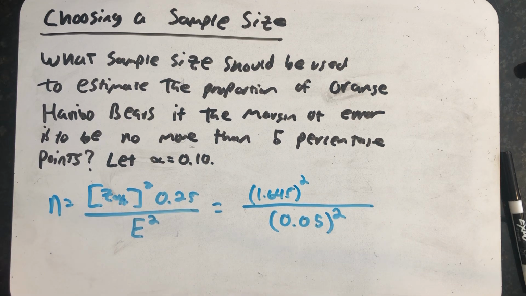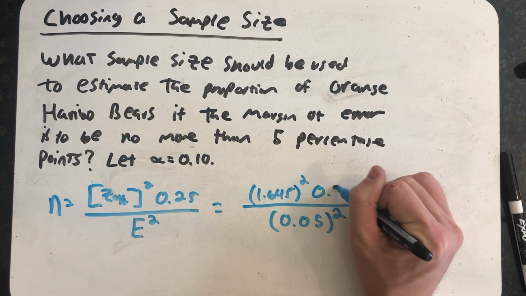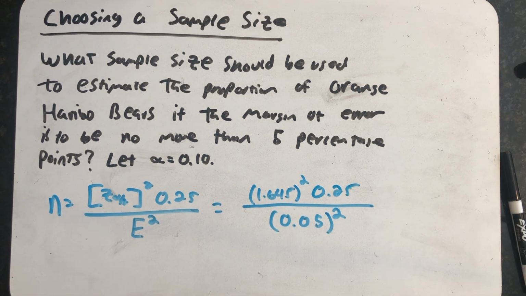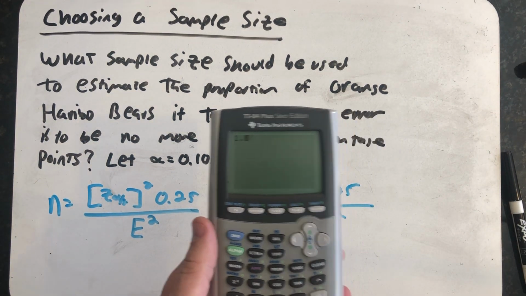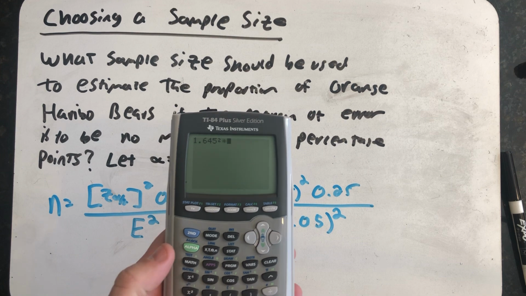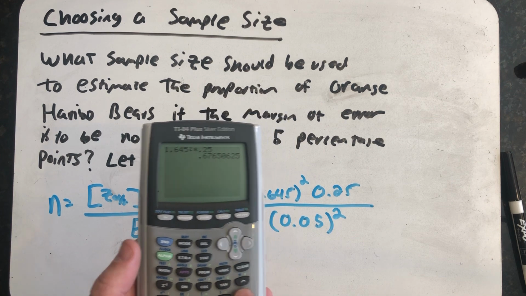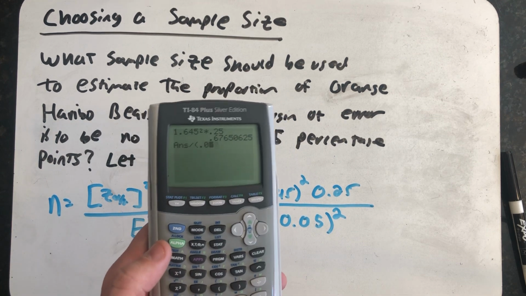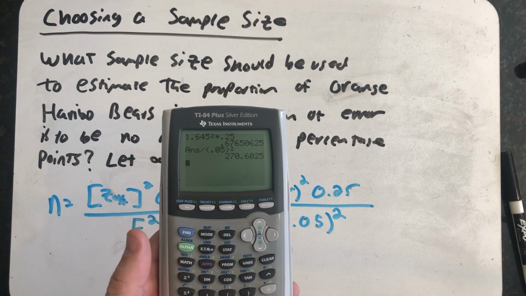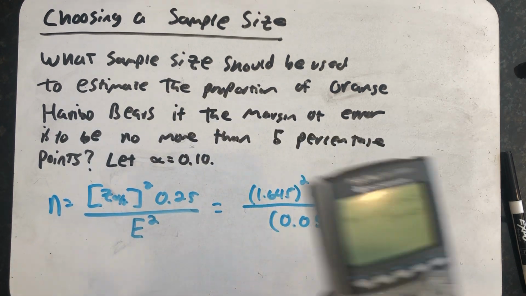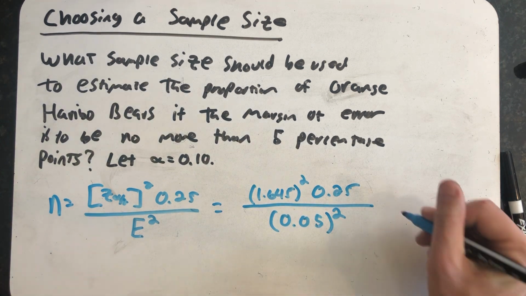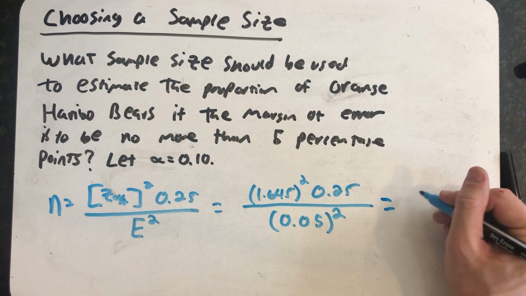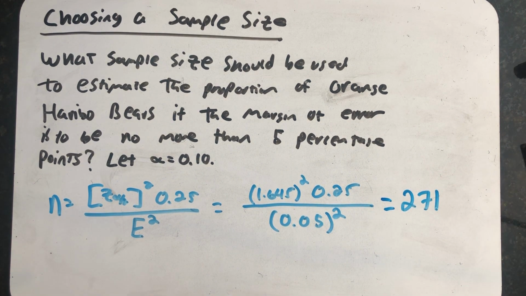Remembering that alpha is 1 minus the confidence level, and then times 0.25. This will give me a sample size. 1.645 squared times 0.25 divided by 0.05 squared. I get 270.6, which I'm going to round up to 271.